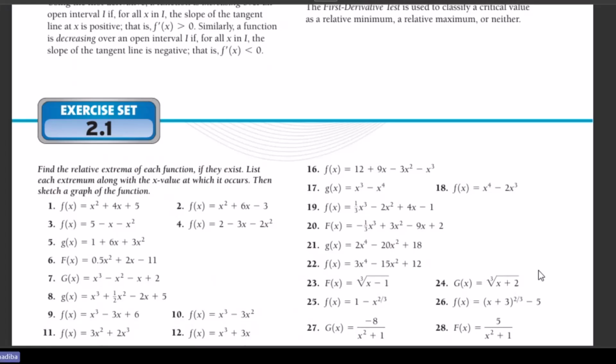Find the relative extrema of each function, if they exist. List each extremum along with the x value at which it occurs. Then sketch a graph of the function.